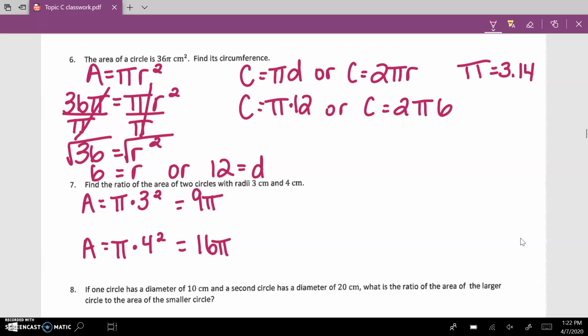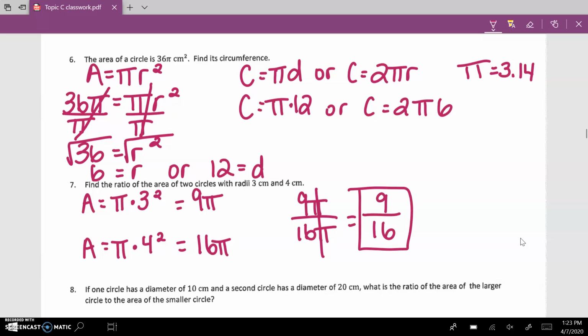And when it says find the ratio, remember there's a lot of ways we can write a ratio, one of them being a fraction. So you can just put 9 pi over 16 pi. And just like the question number 6, those cancel. So really the ratio would just be 9 to 16. Okay? So that's kind of just a little different question. You'd have to remember the ways you can write a ratio.